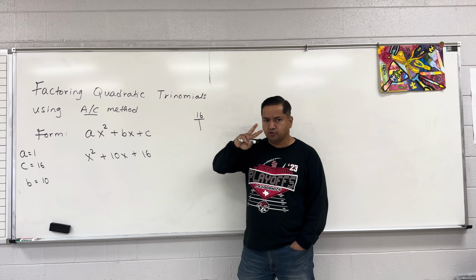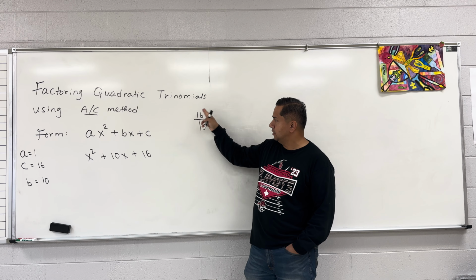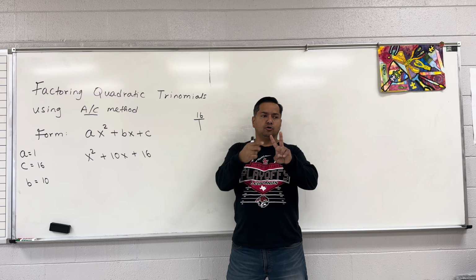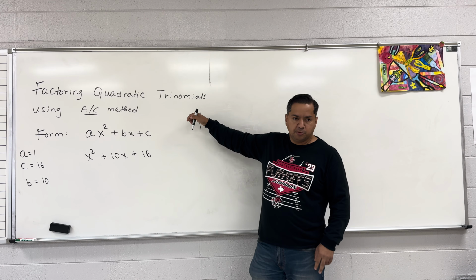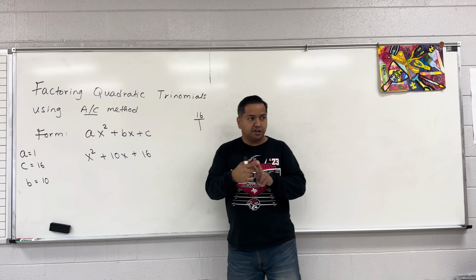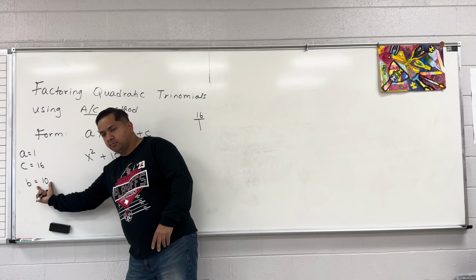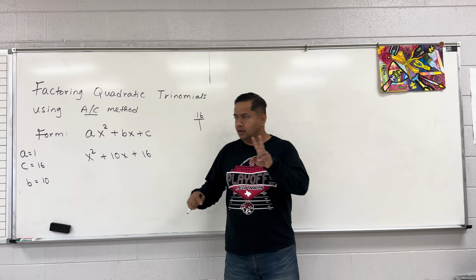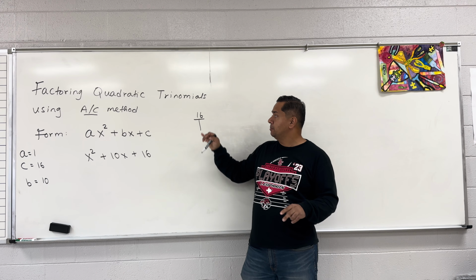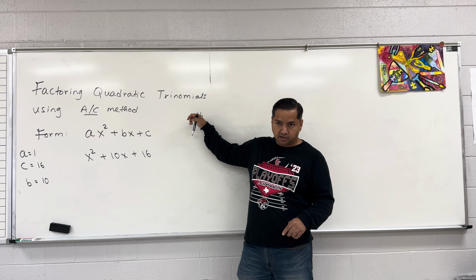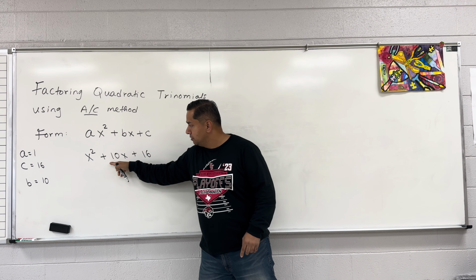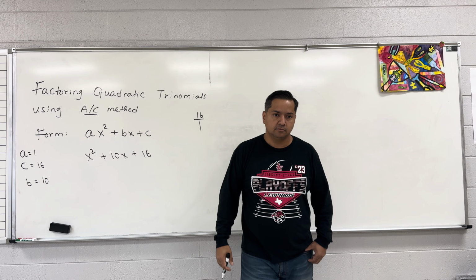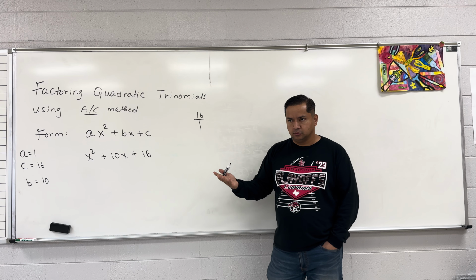Now we're looking for two numbers. Once you figure this number out and write it up here, I'm looking for two numbers. Those two numbers must multiply to give me positive 16, but the same two numbers must add up to give me this middle number, which is 10, my B. So I'm looking for two numbers that multiply to give me 16 but add up to positive 10. 8 times 2. So 8 and 2. Is that fine?